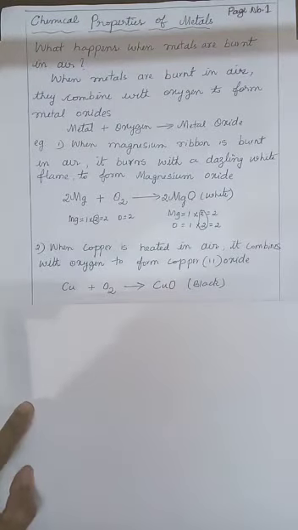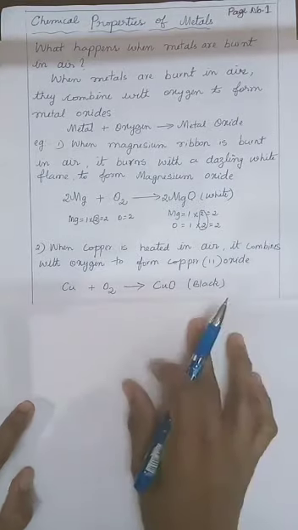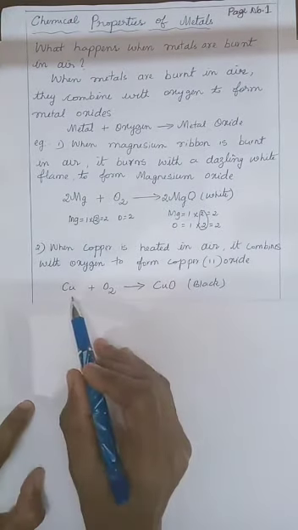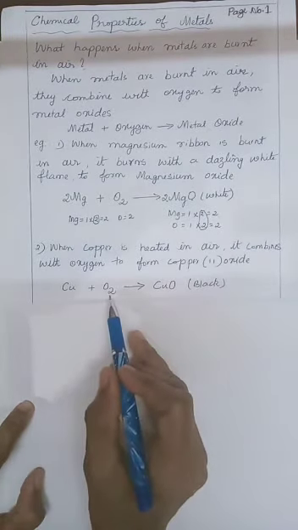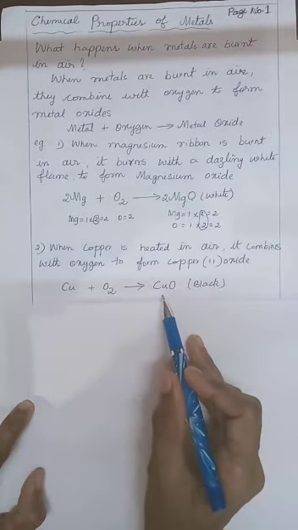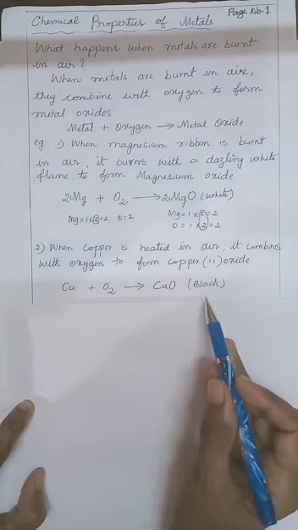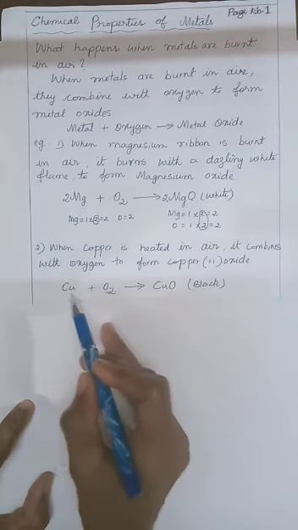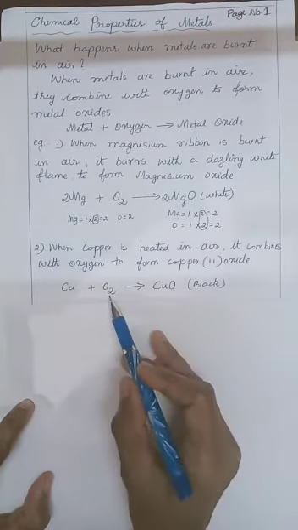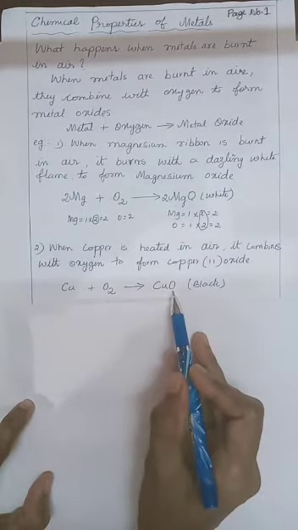When copper is heated in air, it combines with oxygen to form copper oxide. Now equation is copper Cu is heated in air O2. It forms copper oxide CuO. It is black in color. Now let us balance this equation. Copper 1 atom. Here there is 1 atom. Oxygen, here 2 atoms. There is only 1 atom.